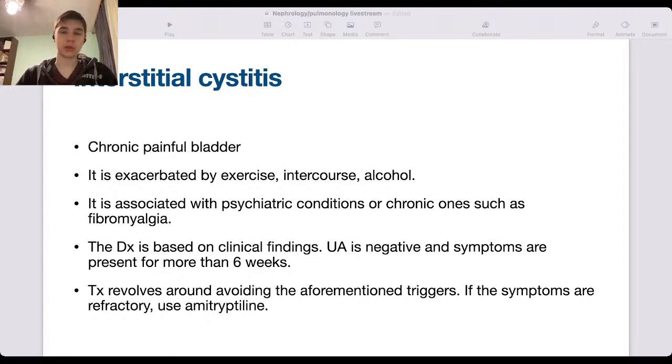So, is everything clear? Should I expand more on the question?